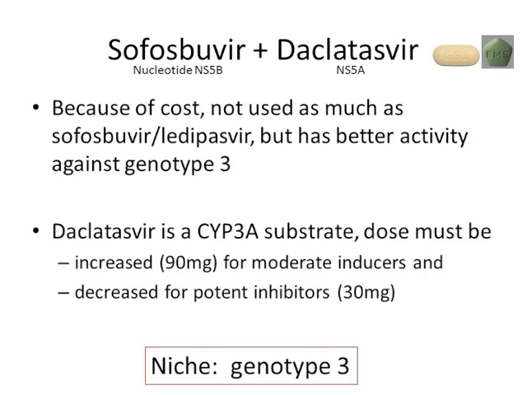So who's familiar with dispensing Maraviroc? Okay, not many of you. Well, the dosing for this medication is like Maraviroc in that typically you'd get 60 milligrams, but if you are on a moderate inducer, you need to increase the dose of daclatasvir from 60 milligrams to 90 milligrams. And if you're using an inhibitor, you need to decrease the dose from 60 milligrams to 30 milligrams. So the niche is genotype 3.